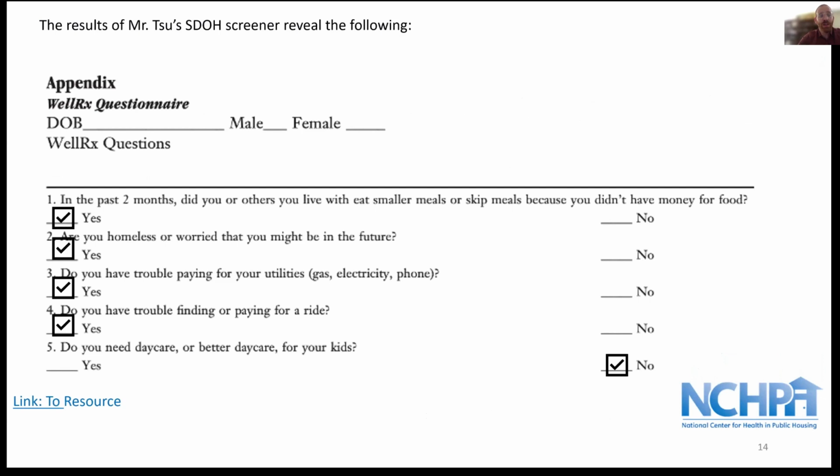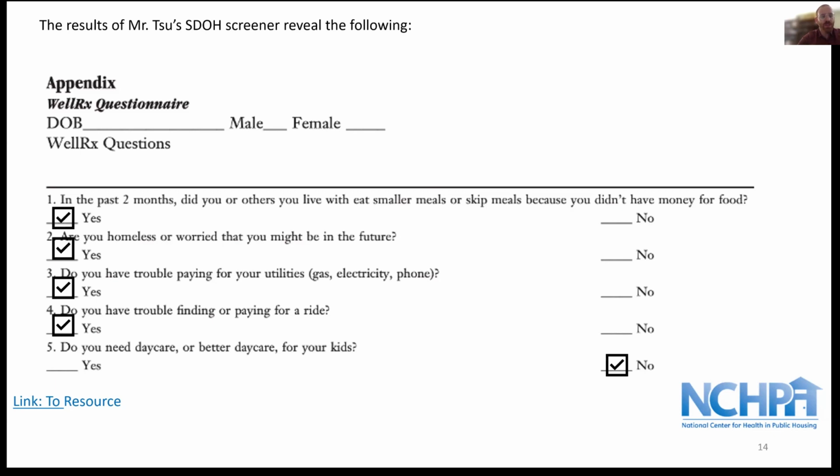Now, at this primary care provider, SDOH screeners are a core part of the intake, and I would recommend for all of you who are in the primary care setting to utilize SDOH screeners in the intake process. This is a recommendation supported very well by the literature, and it provides significant benefits to the health center in networking patients to care. But let's look at Mr. Sue.